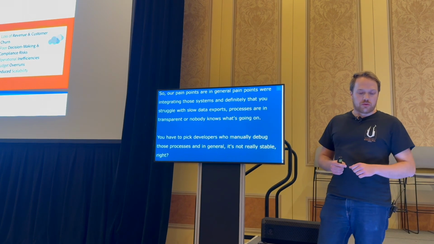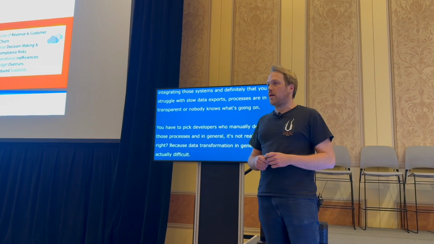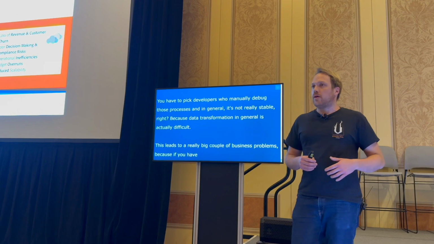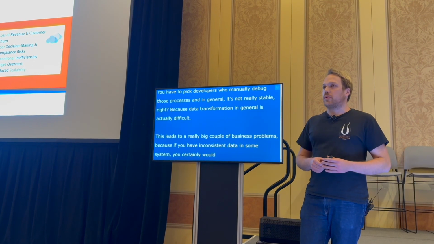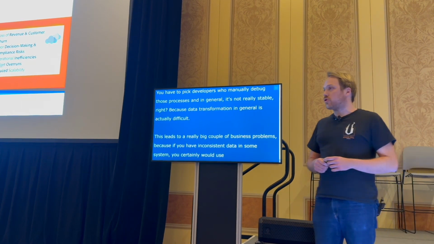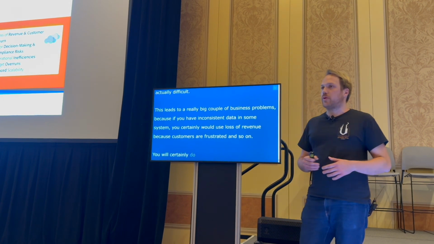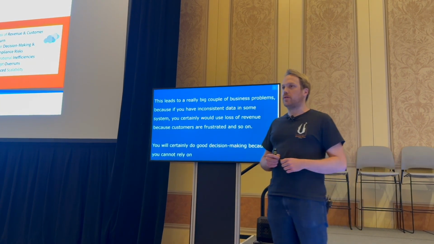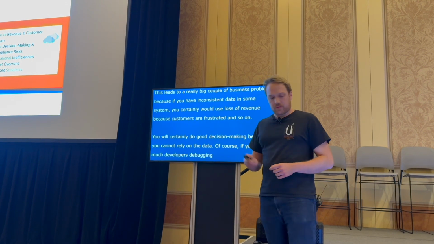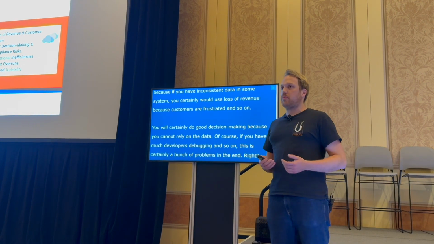And this leads to a couple of really big business problems, because if you have inconsistent data in some system, you will certainly see loss of revenue because customers are frustrated and so on. You will certainly make poor decisions because you cannot rely on the data. And of course, if you have so many developers debugging bugs, this is certainly a budget problem in the end, right? All in all, this harms the business.